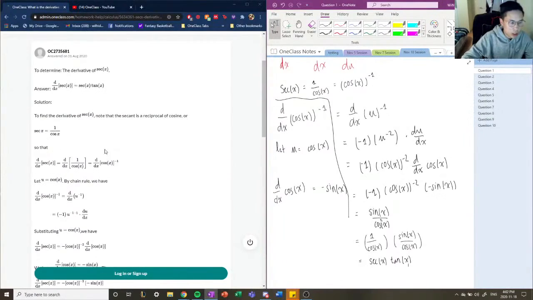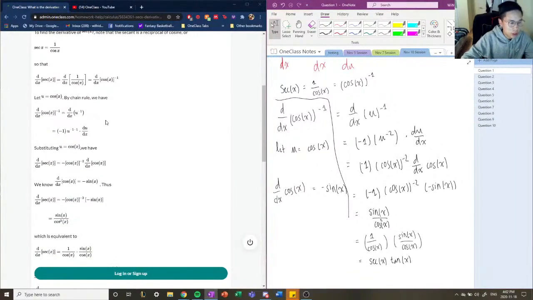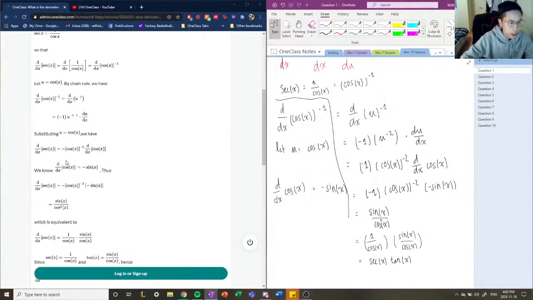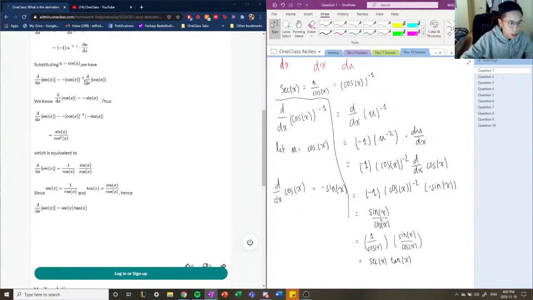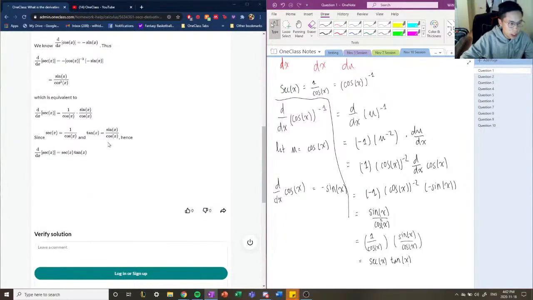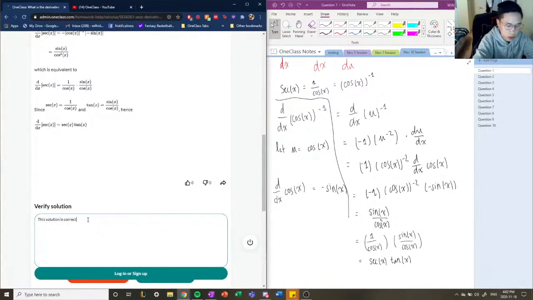So the junior tutor also used the solution that I used. They used the chain rule, they subbed in u to be equal to cos x, and then they used the chain rule like this. Then they derived u, subbed u back in and derived the cos. And then they simplified everything together to get secant x tan x. So the solution is correct.